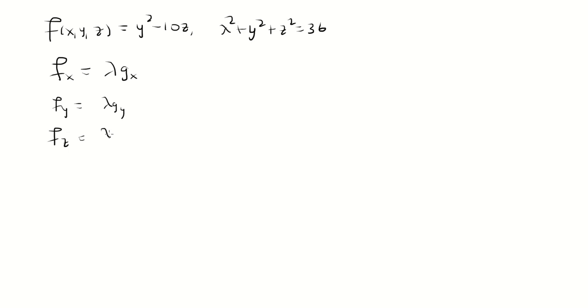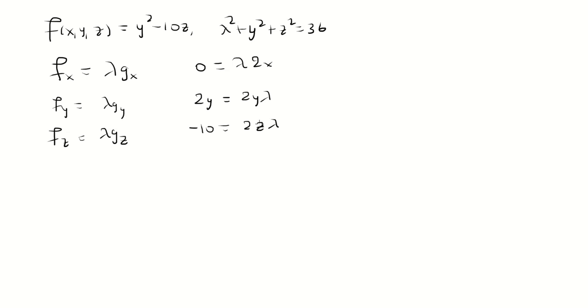So starting off with f, the partial derivative with respect to x is 0, and the partial derivative of g with respect to x is 2x. For y, that's going to be 2y equals 2y lambda, and then negative 10 equals 2z lambda. Now from here we have many different cases to consider.